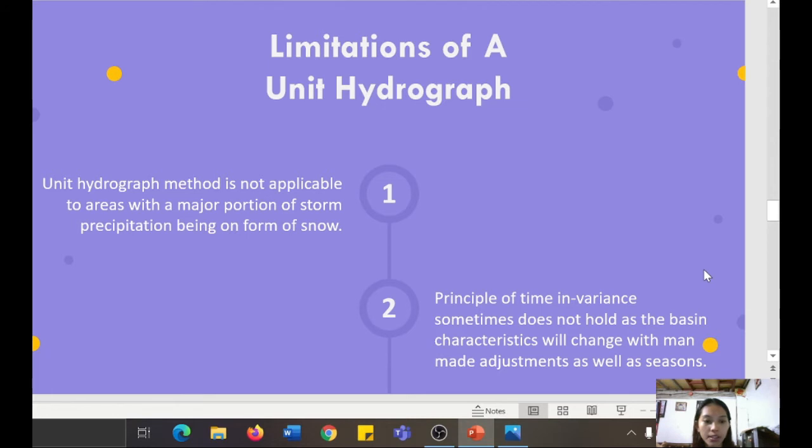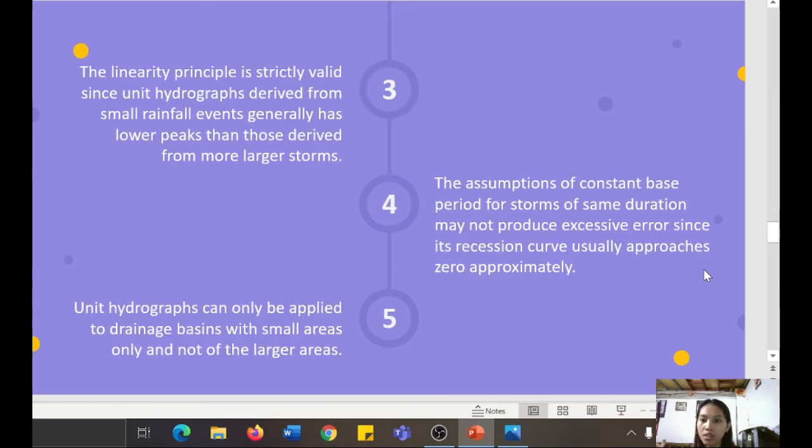And then the second is we have a uniform distribution of flow within an area. As there are interventions of man as well as the season, there could be varying factors such as temperatures that could limit our unit hydrograph. So third, the linearity principle is strictly valid since unit hydrographs derived from small rainfall events generally have lower peaks than those derived from larger storms.